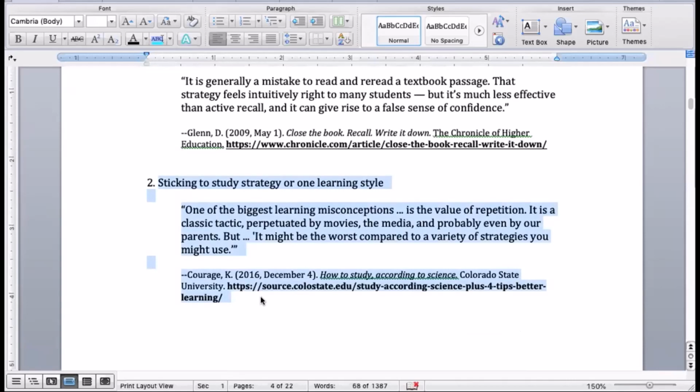Which I think dovetails and connects to the second study strategy that does not so much work, which is sticking to exactly one study strategy or learning style. Here's what that might look like. I saw a lot of Quizlets and note cards as study guides that you all were saying work for you, and I'm not knocking them at all. What sticking to exactly one study strategy might look like, though, is making one set of note cards and only using that set of note cards, or making one Quizlet and only using that one Quizlet to study.